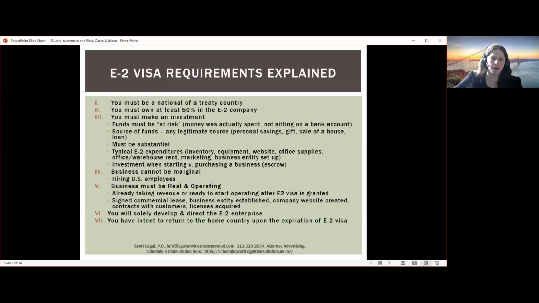Another requirement is that the investment has to be substantial.